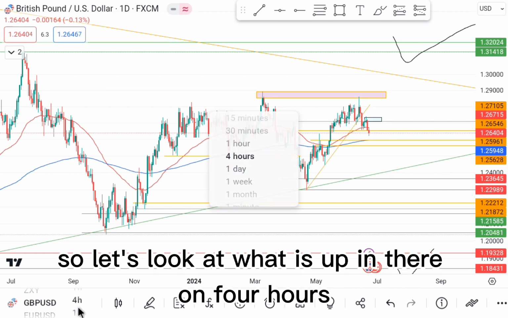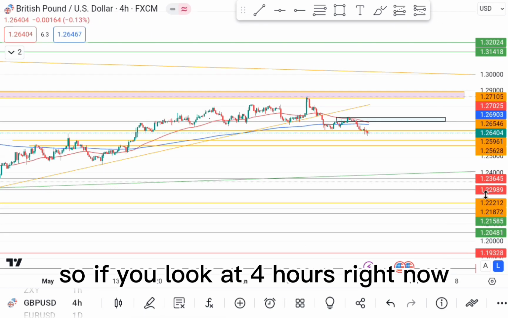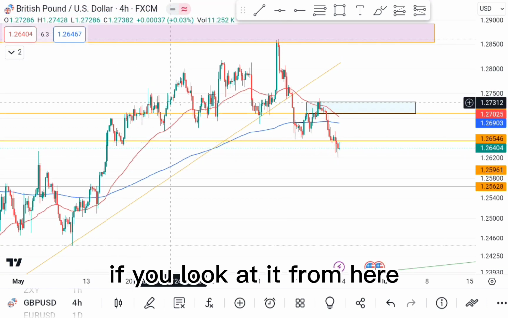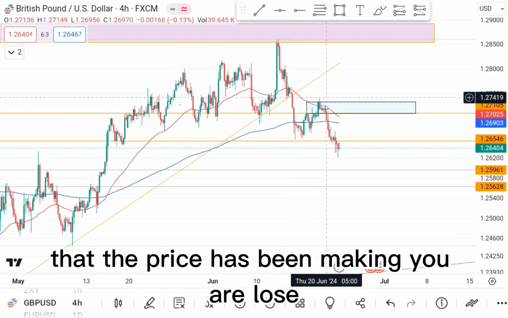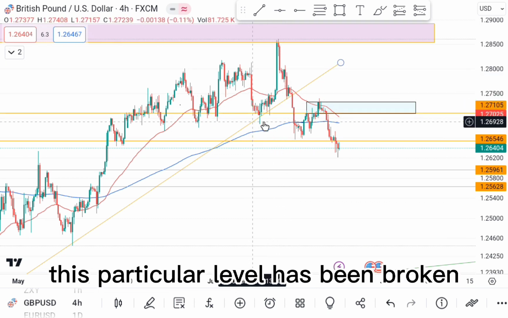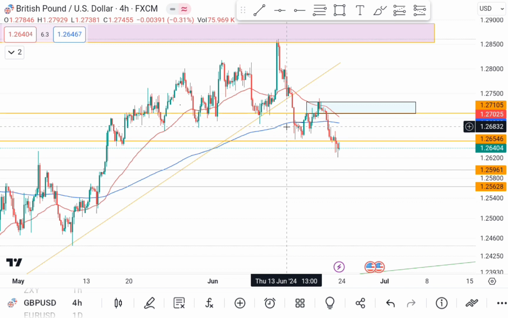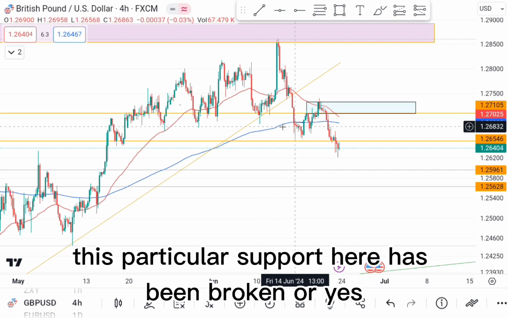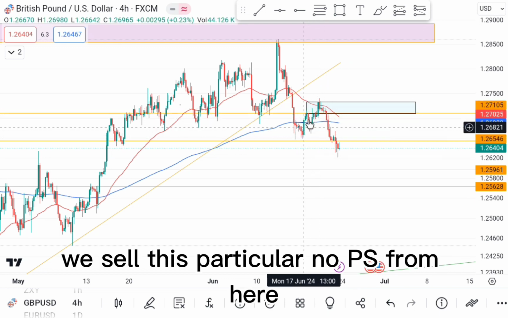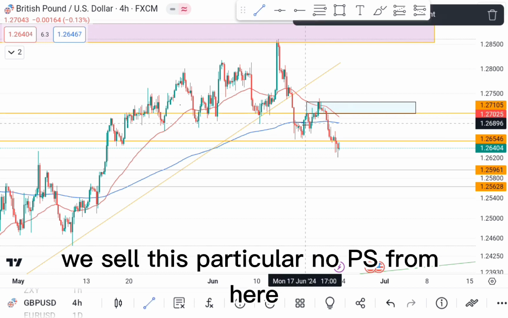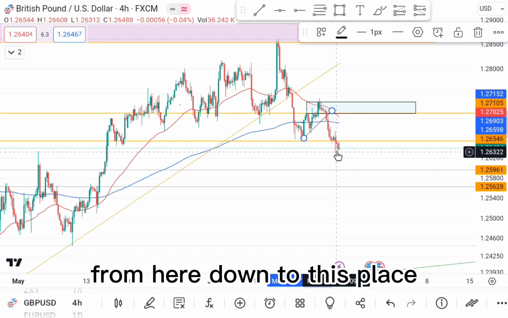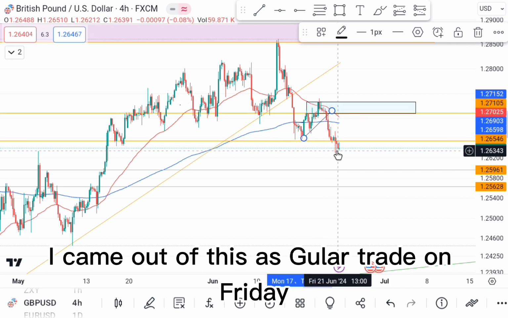So let's look at what is happening on the 4 hours, to see if we're going to get any opportunity. The price has been making lower lows, and lower lows mean you are selling, because this particular support has been broken. We had a retracement, and we actually sold on Friday from here. After this place was broken, I came out of the trade on Friday from here down to this place.